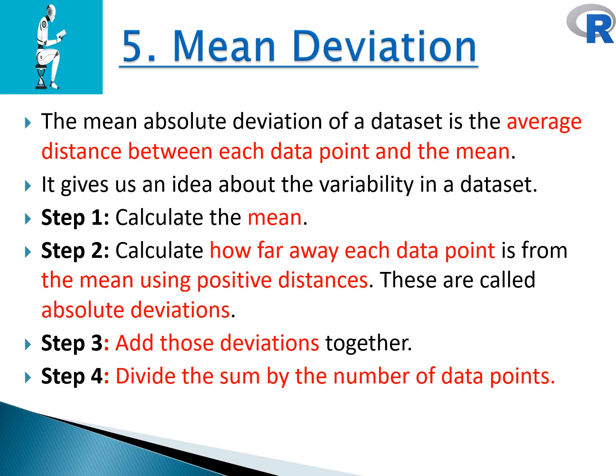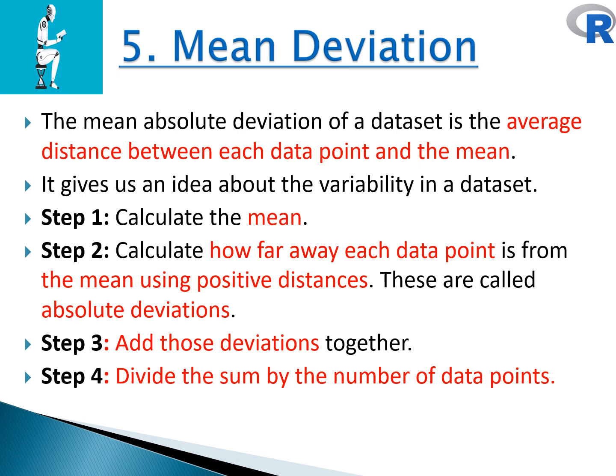And the next thing is mean deviation. Mean deviation is the last measure related to the measures of dispersion. The mean absolute deviation of a data set is the average distance between each data point and the mean. So mean deviation is the average distance between each data point and the mean value. It gives an idea about the variability in a data set.